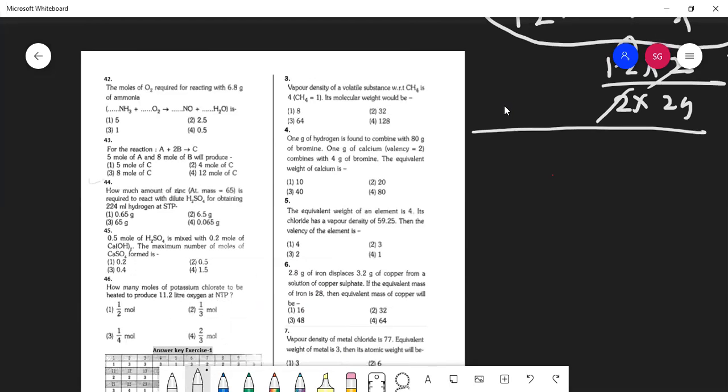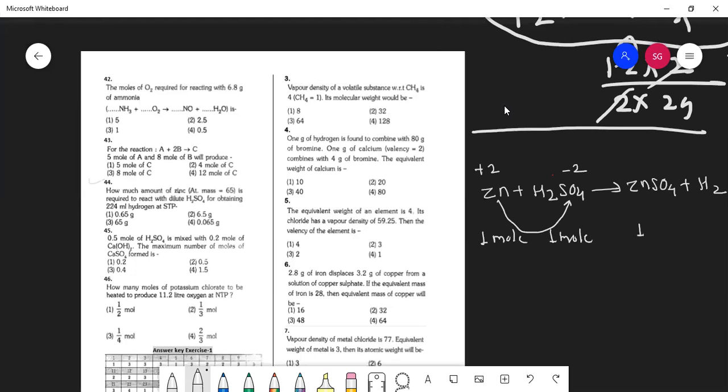How much amount of zinc is required to react with H2SO4? Okay. Zn. Now you tell me the reaction. For this, I told you valency chart is very important. Zn plus H2SO4. Students, Zn is 2 plus, SO4 is minus 2. So Zn will go with SO4. What will be the formula? ZnSO4. Yes, 2 will be cancelled. ZnSO4 plus H2. Very good. So can I say, students, 1 mole of zinc reacts with 1 mole of H2SO4 to give 1 mole of ZnSO4 and 1 mole of hydrogen?